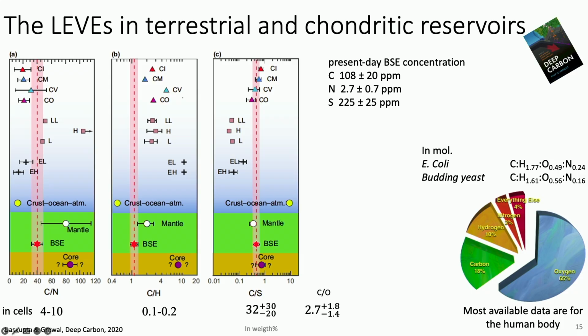To do that, in the next slide I will compare the distribution of these life essential volatile elements in the different terrestrial and chondritic reservoirs. Here it's represented in terms of ratios of carbon over nitrogen, carbon over hydrogen, carbon over sulfur, and I added here, although there's no corresponding graph, carbon over oxygen.